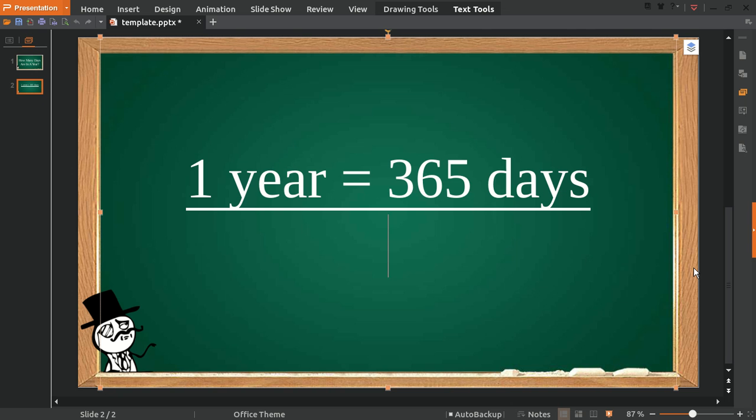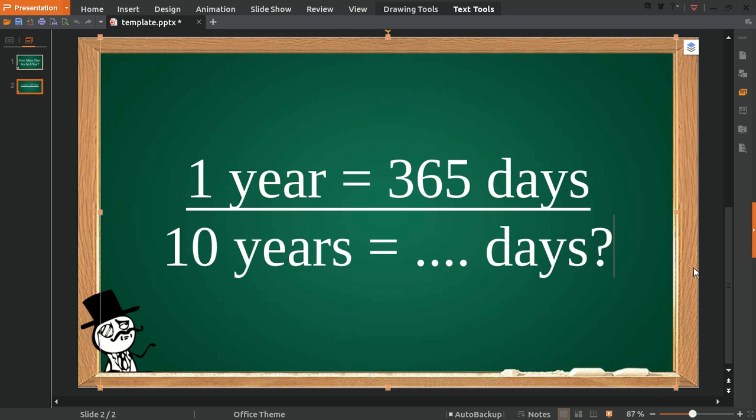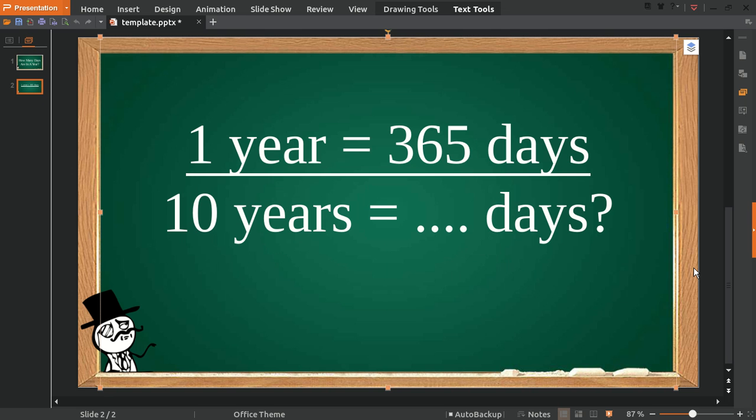Now, how about if I want to know in 10 years how many days we will have? Do you want to know that? I want to know that. So let's answer the question. The first thing we need to do to solve the problem is write this 10 that we'll find from here, and multiply it with 1 year.